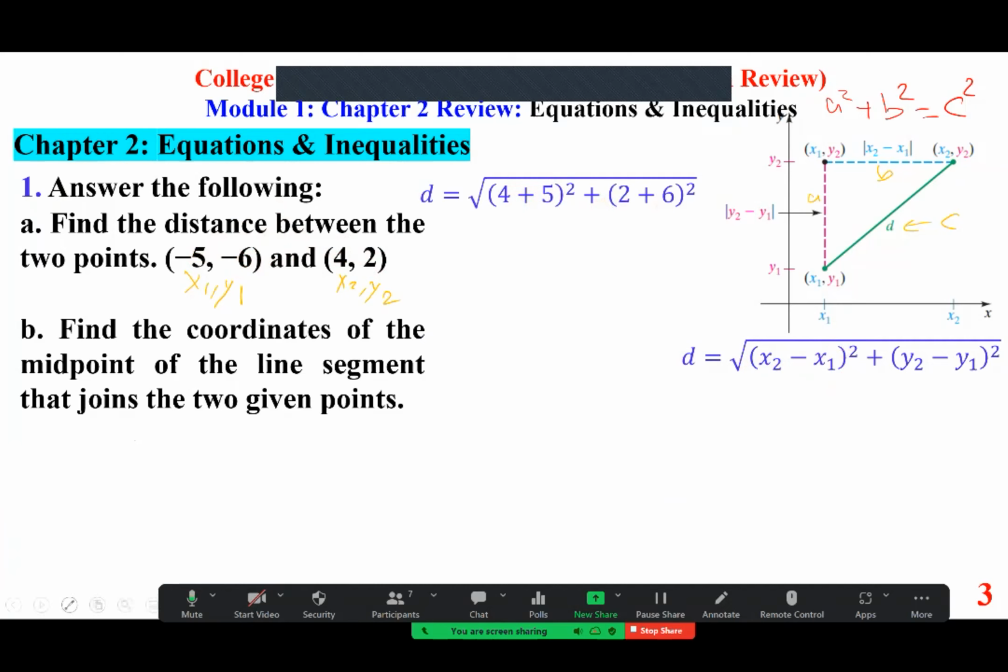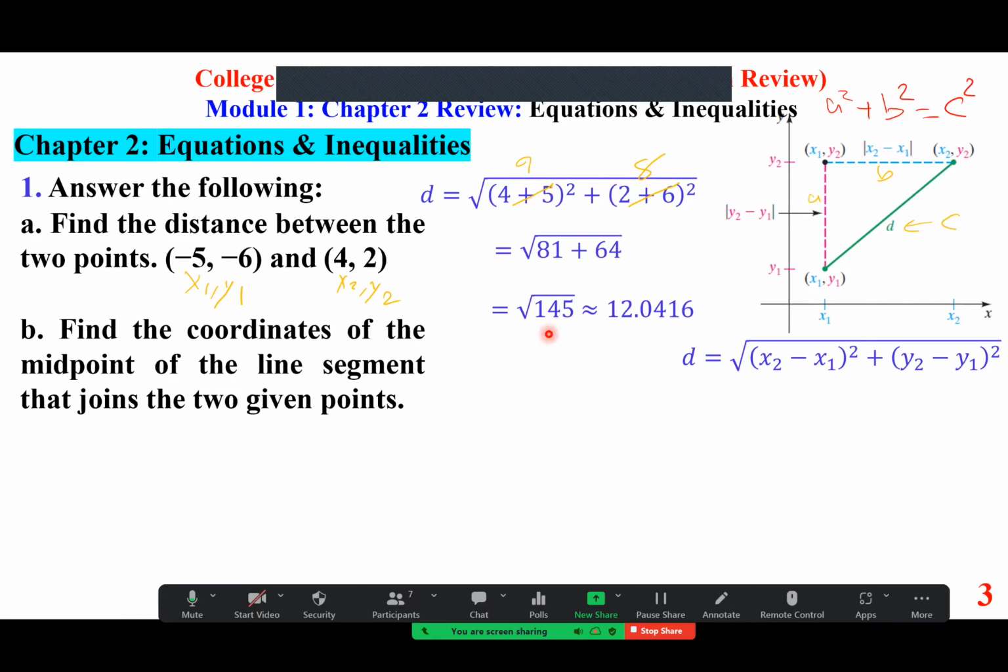And so we get, this is 9, this is 8. Square the 9, 81, square the 8, 64. Put them together, 145.